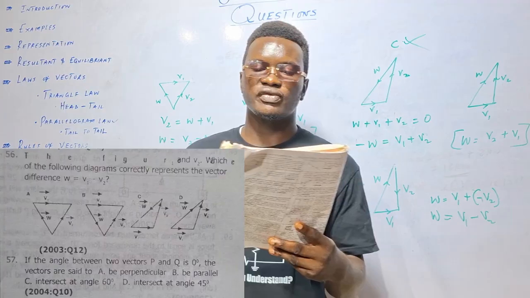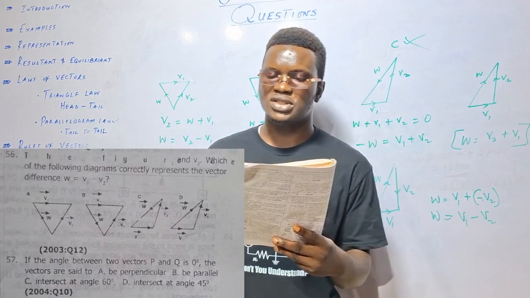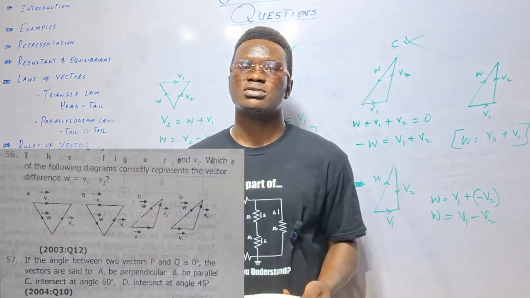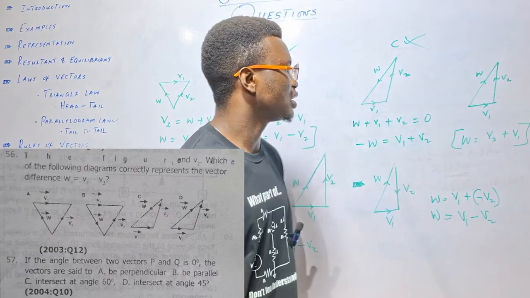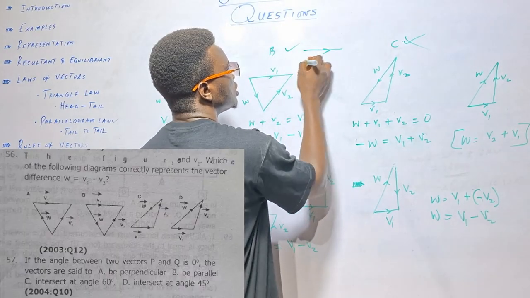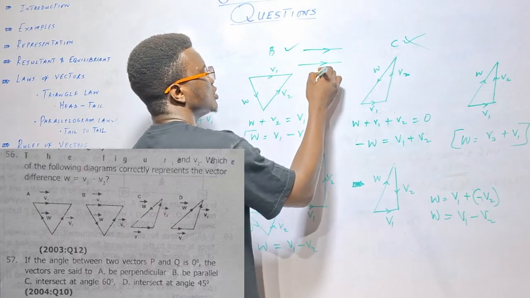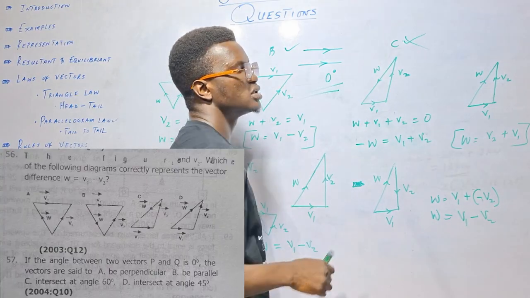57. If the angle between two vectors P and Q is 0 degree, the vectors are said to be what? If the angle between them is 0 degree, that means they are parallel. They can never meet. So one is going this way, one is going this way. So they are parallel forces. They can never meet. So the angle between them is going to be 0 degree.